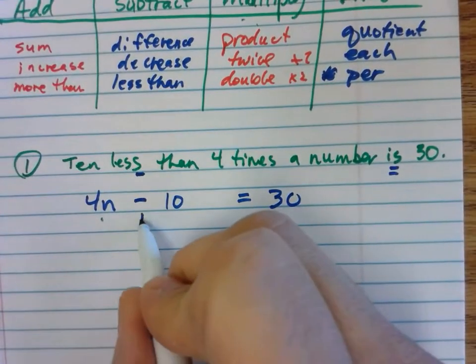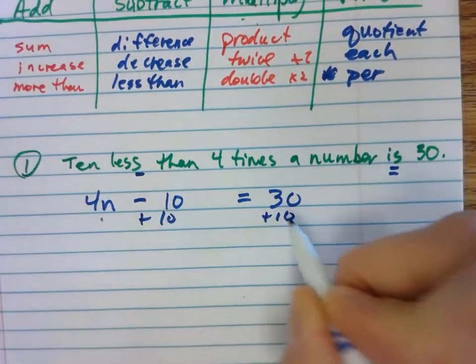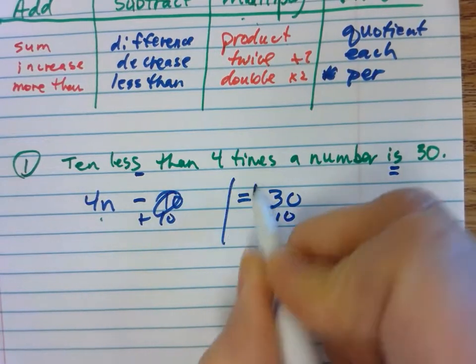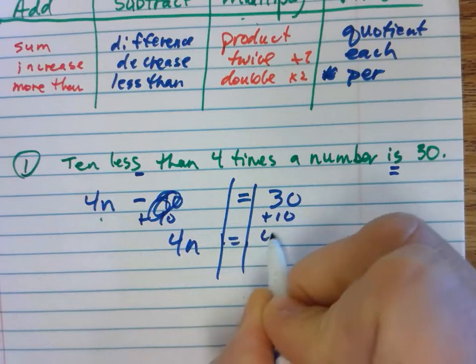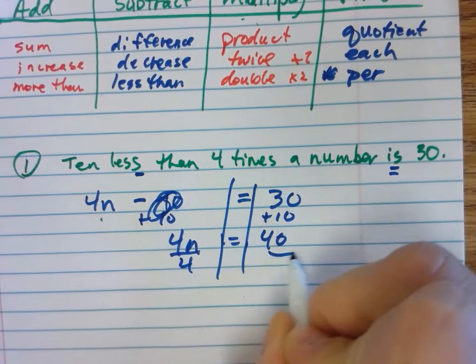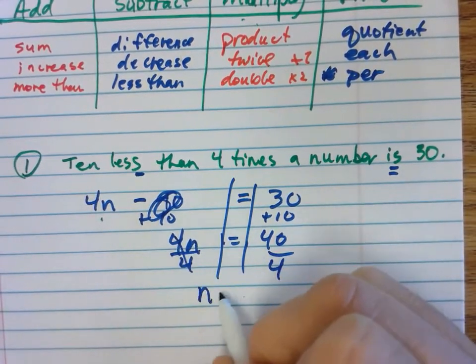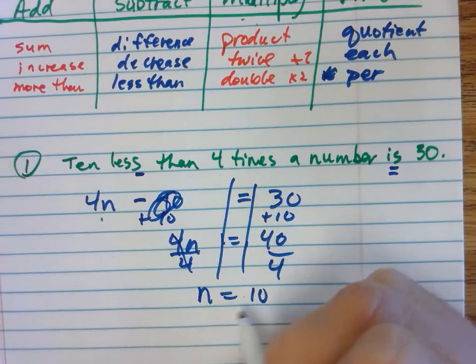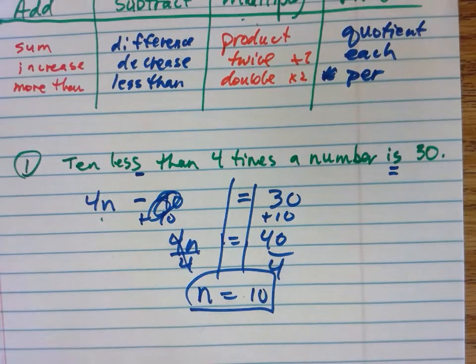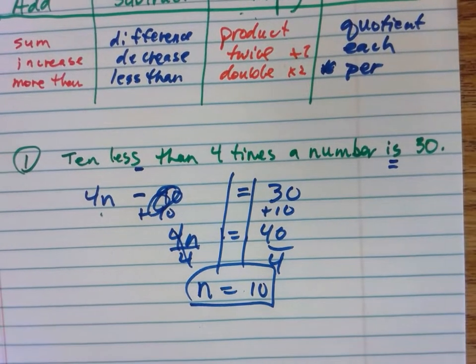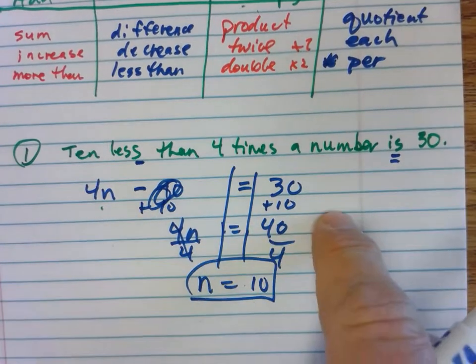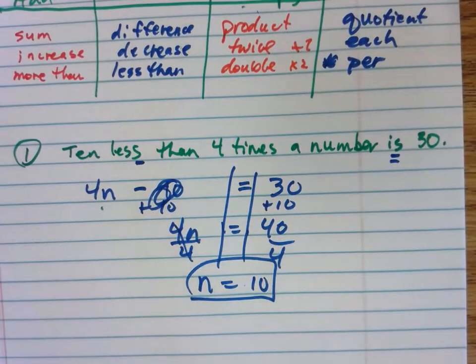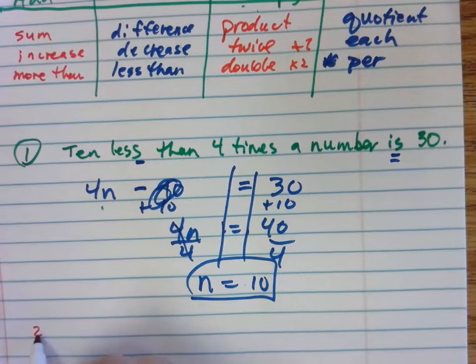So of course we'd add 10, and you add 10 over there. They zero out, so if you've got the train tracks going on, those cancel. That gives you 4n equals 40, and then you just divide by 4, and you get n equals 40 divided by 4, which is 10. So that's how that one works. 10 less than 4 times the number is 4n minus 10 equals 30, and then you solve it from there. Okay? Let's go to another one.